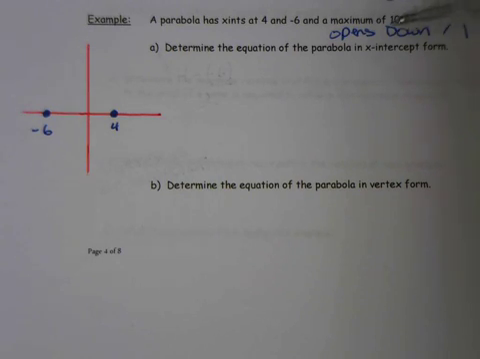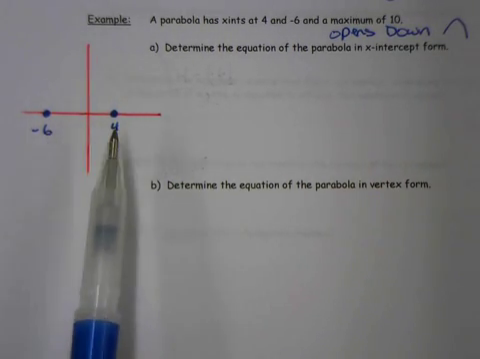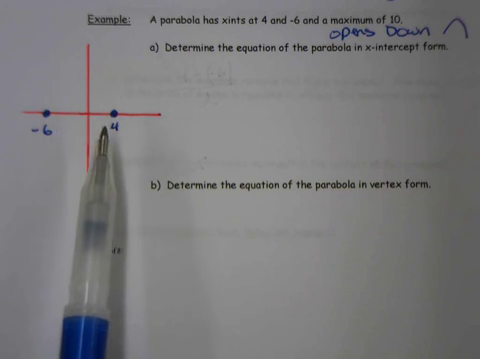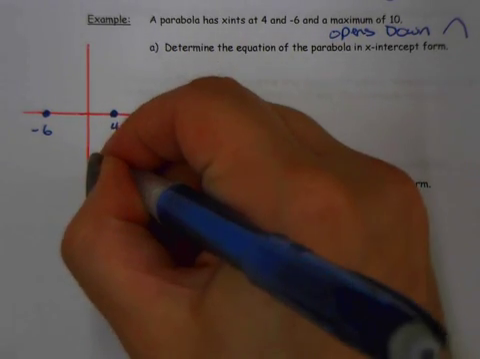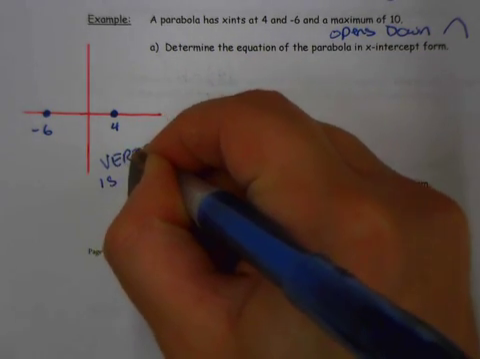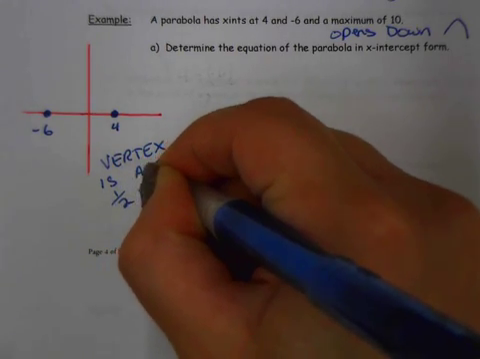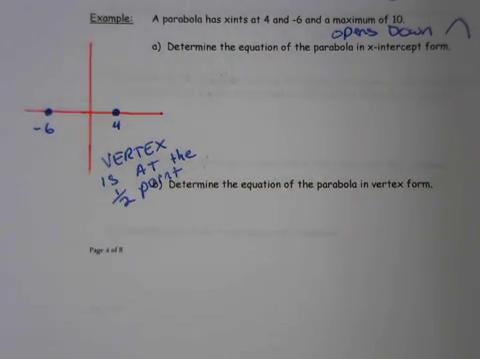This is telling us the coordinate of our vertex. It's telling us definitely the y-coordinate is 10, but to figure out the x, we're going to have to find the point halfway between these two x-intercepts. The vertex is at the half point between these two.